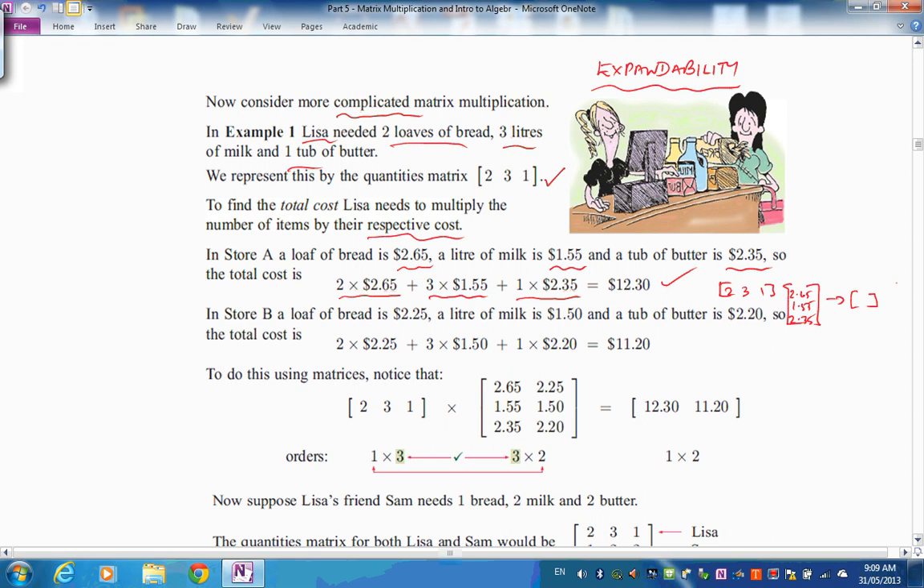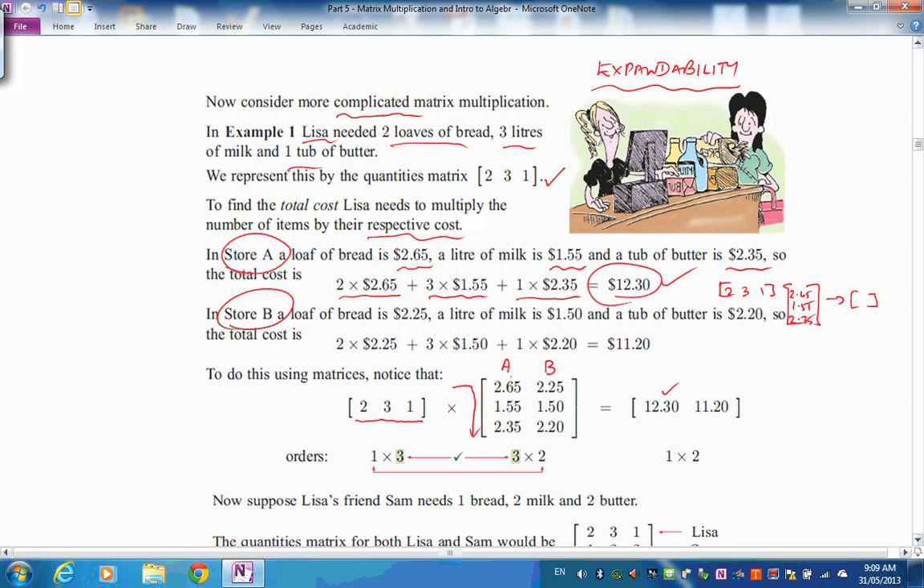Now what about if she was going to store B? That was store A. Let's say she's going to store B, and let's compare them. Now here's the expandability. This one was store A. If we put store B next to it, and we multiply the same row matrix, diving down here, we will get that original one from back up here, $12.30, there it was.